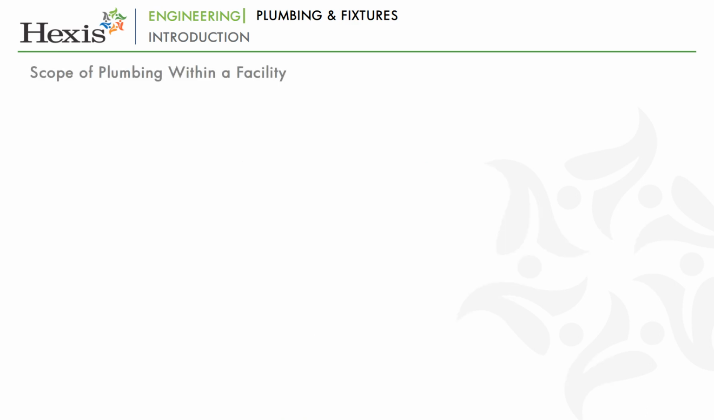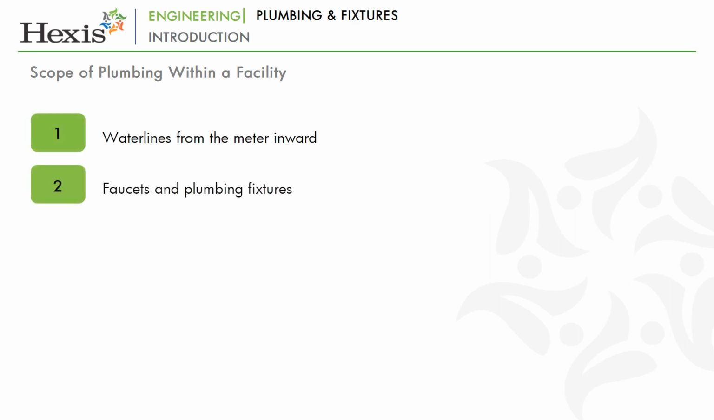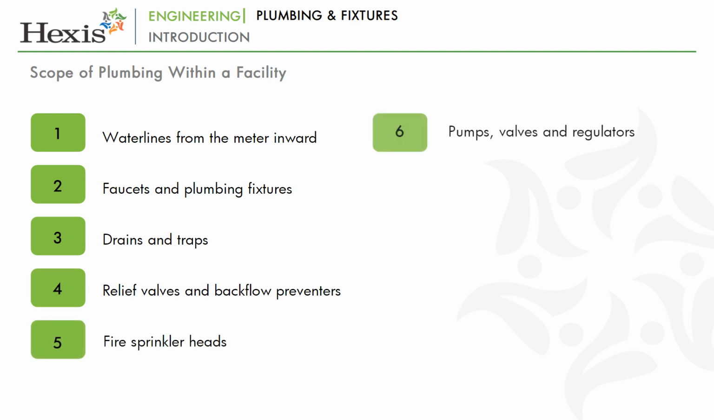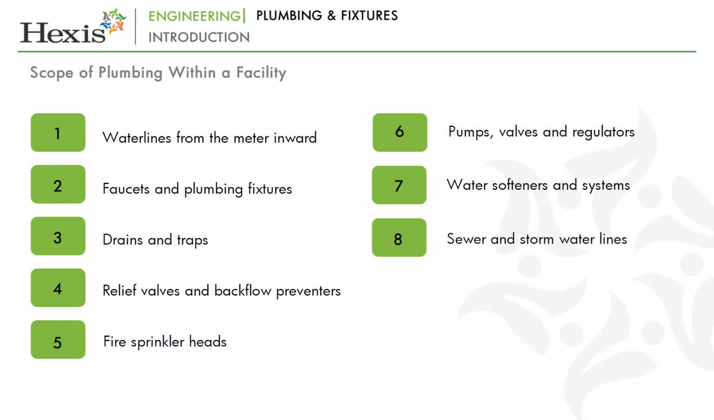Next, let's take a look at the scope of plumbing included within a facility. They are as follows: water lines from the meter inward, faucets and plumbing fixtures, drains and traps, relief valves and backflow preventers, fire sprinkler heads, pumps, valves and regulators, water softeners and systems, sewer and stormwater lines, and drinking fountains.